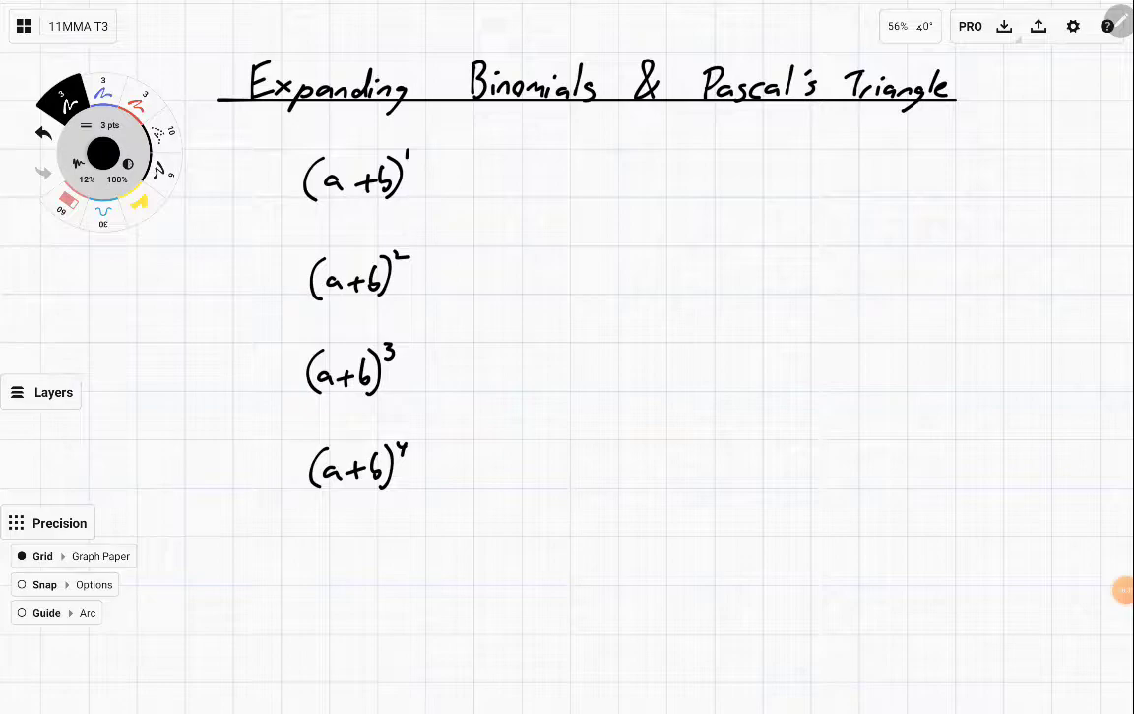Because later on, we're going to be coming up with things like 3x minus 2 to the power of 8, and we've got to ask ourselves, is there a quick way of being able to evaluate that? And the answer is there absolutely is a quick way, but let's explore.